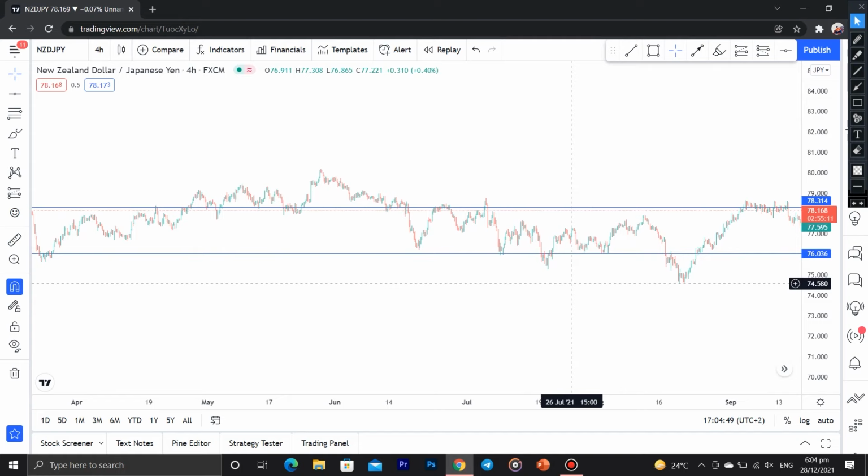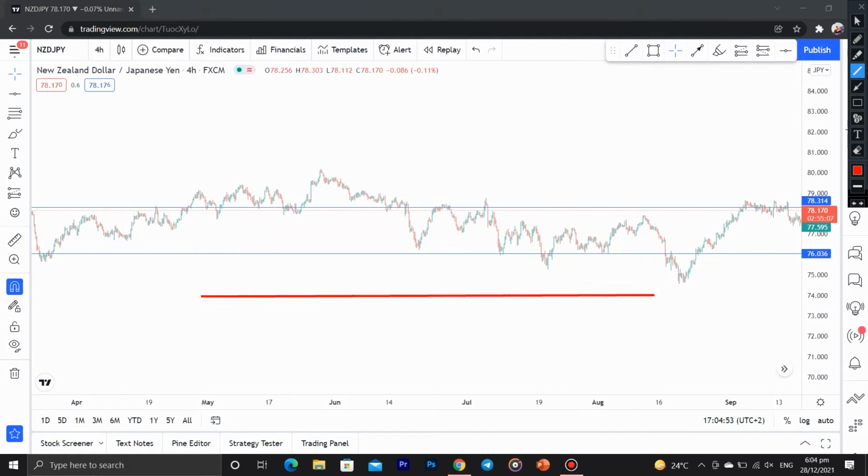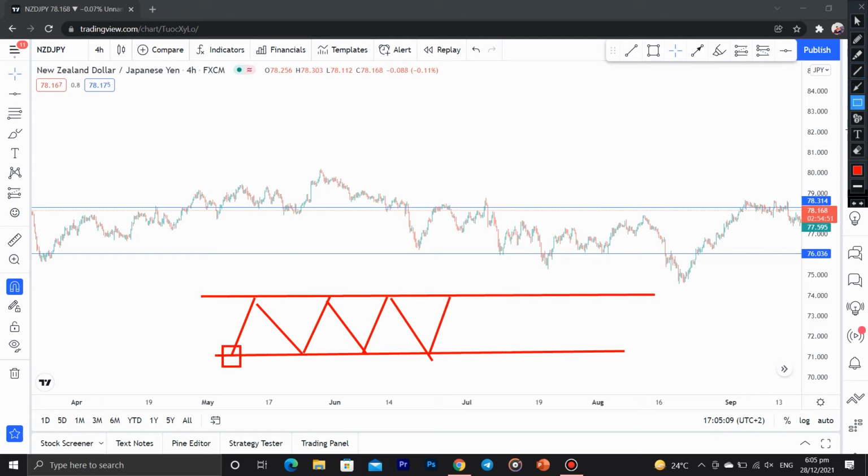Now, you might ask, so what's the support, what's the resistance? So let me illustrate this using these lines here. So here's what we were basically looking at. We saw that the market was pushing up, pushing down, pushing up, pushing down, pushing up, pushing down, pushing up. So guess what? We have a point here, we have these points here, and again, we also have these.